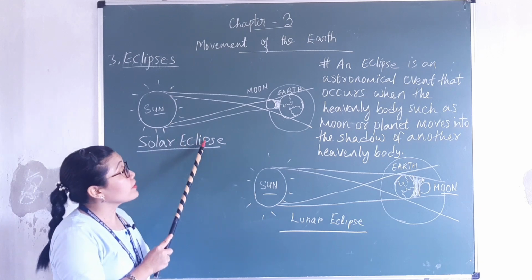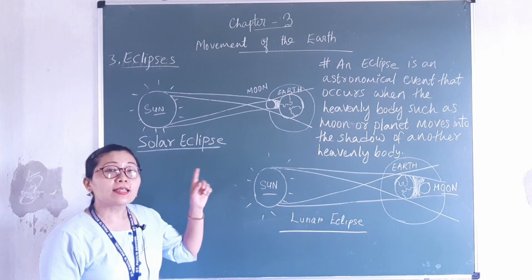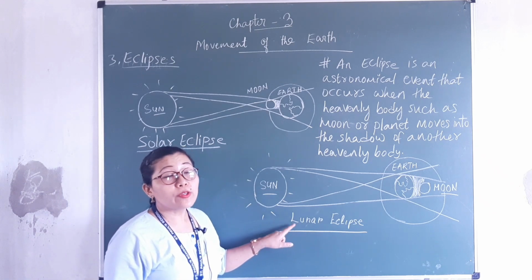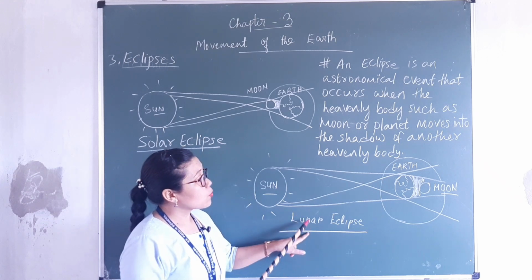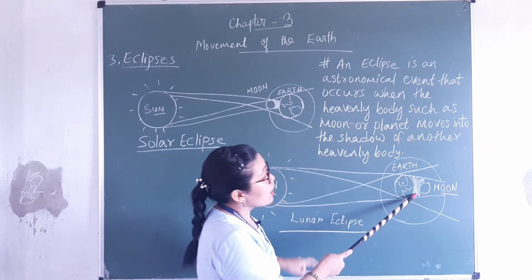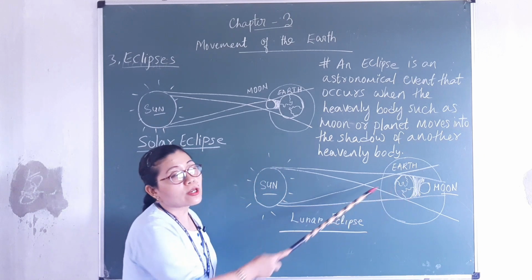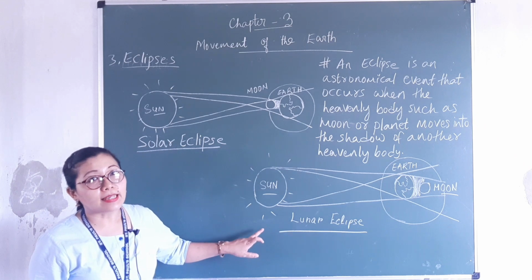Okay? And it is very dangerous to see solar eclipse directly, even with sunglass. But it is not dangerous to see lunar eclipse directly with our own eyes. Okay? Because what happened? Because the moon does not give out its own light. Understand? That's why it is not dangerous to see lunar eclipse directly.